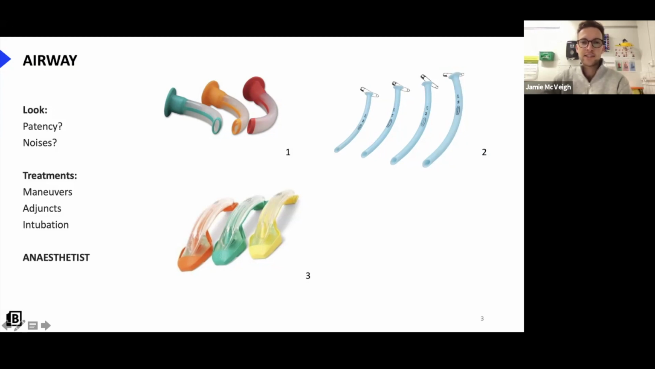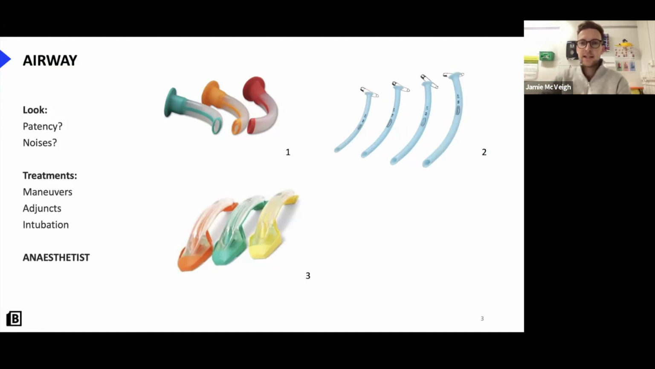And then you can use these simple adjuncts that you'll find on any crash trolley and on any ENT ward. They'll quite often be at the bedside. So number one there is an oropharyngeal, a Guedel. You put it in upside down and then twist it as you put it in over the tongue. They're very easy to put in and they are very, very useful to keep the airway open.